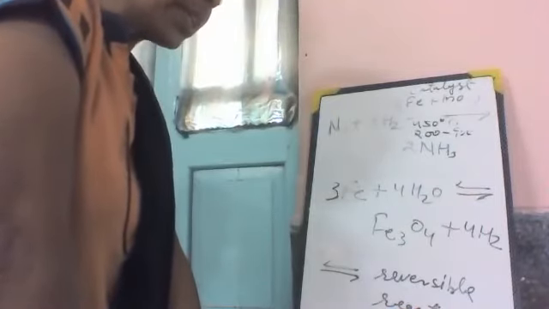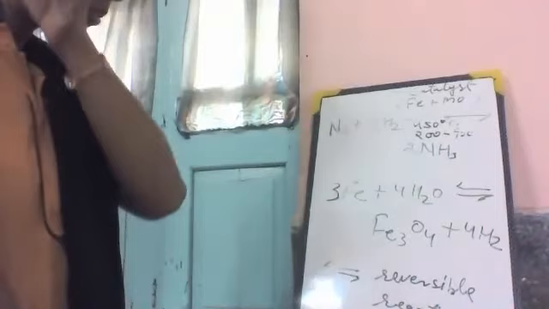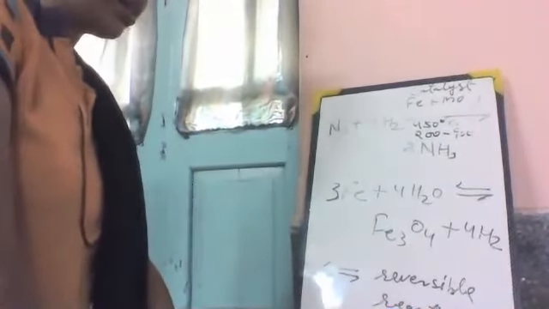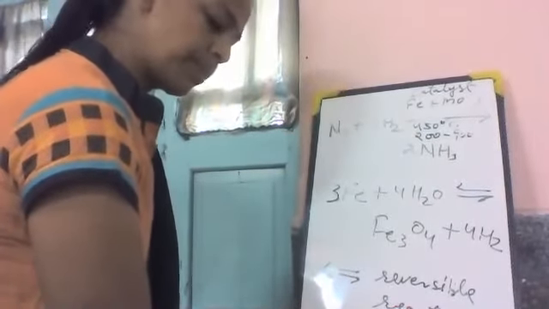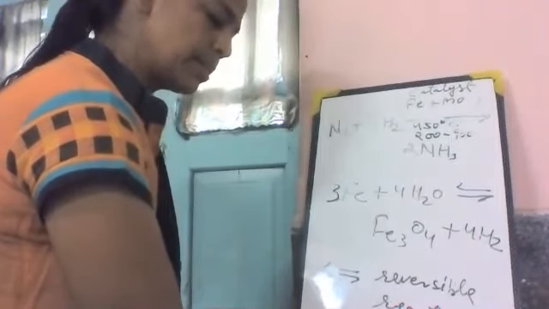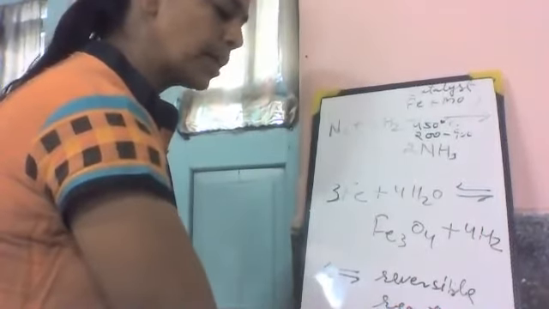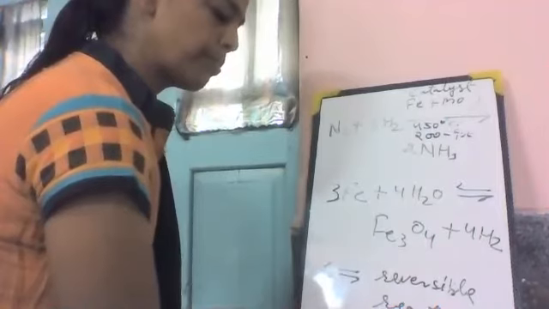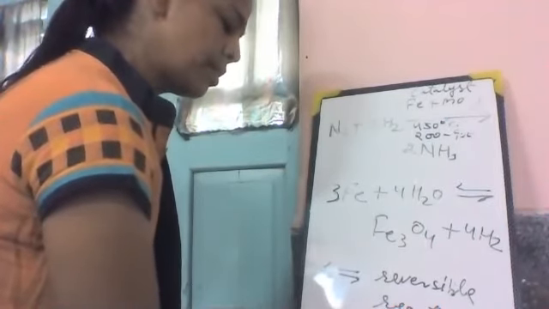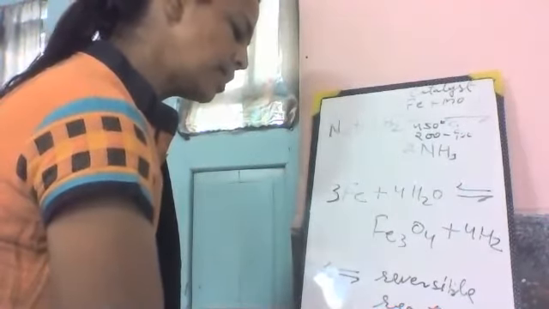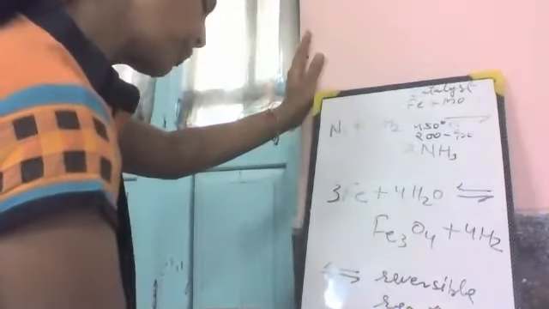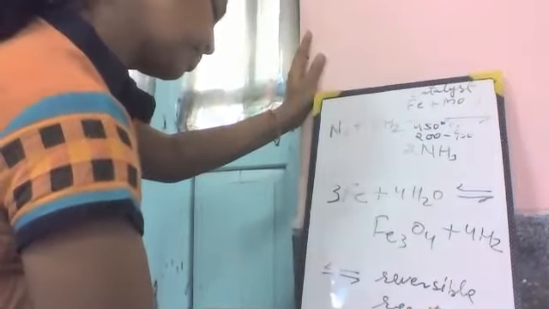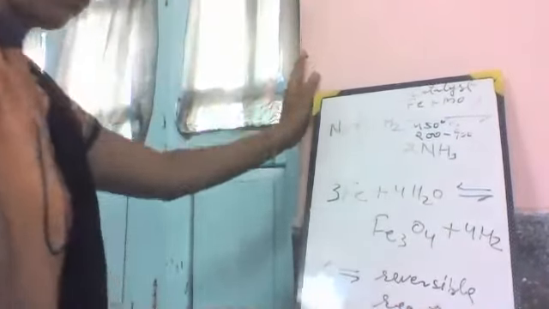Heating during the reaction can be shown by a sign of delta over the arrow. We can put 2KClO3 on heating gives 2KCl plus 3O2. This delta sign is used for heating.